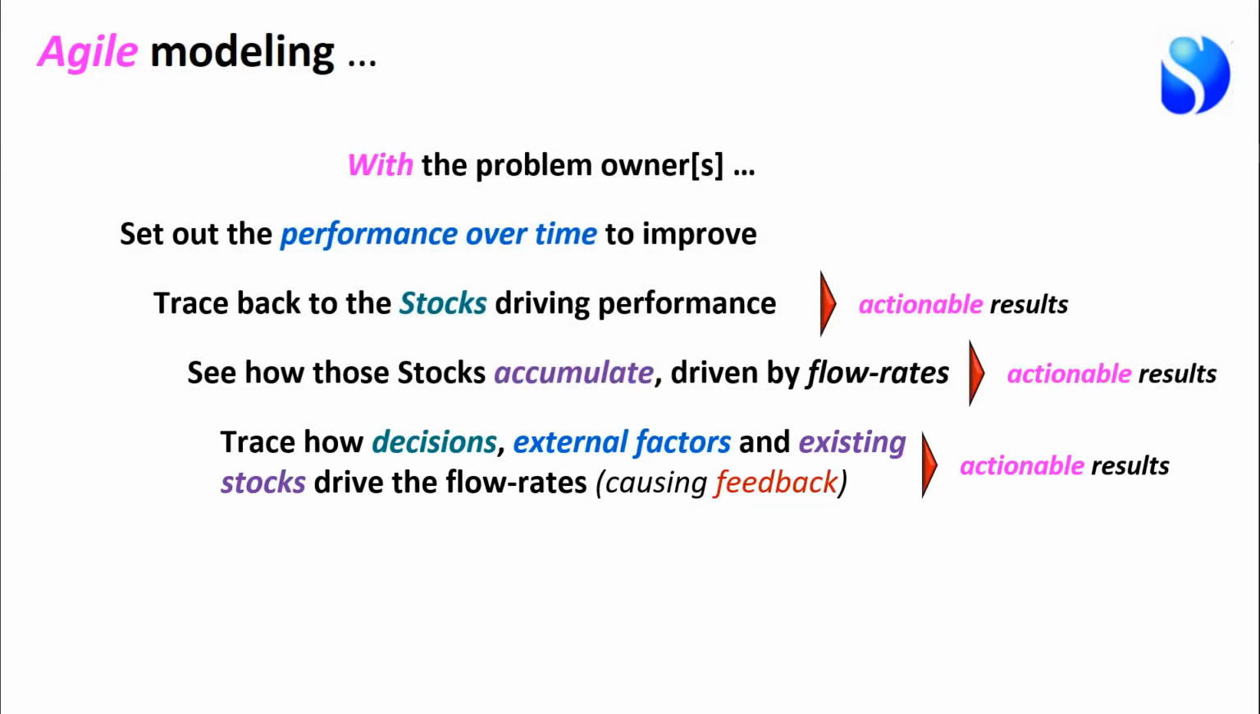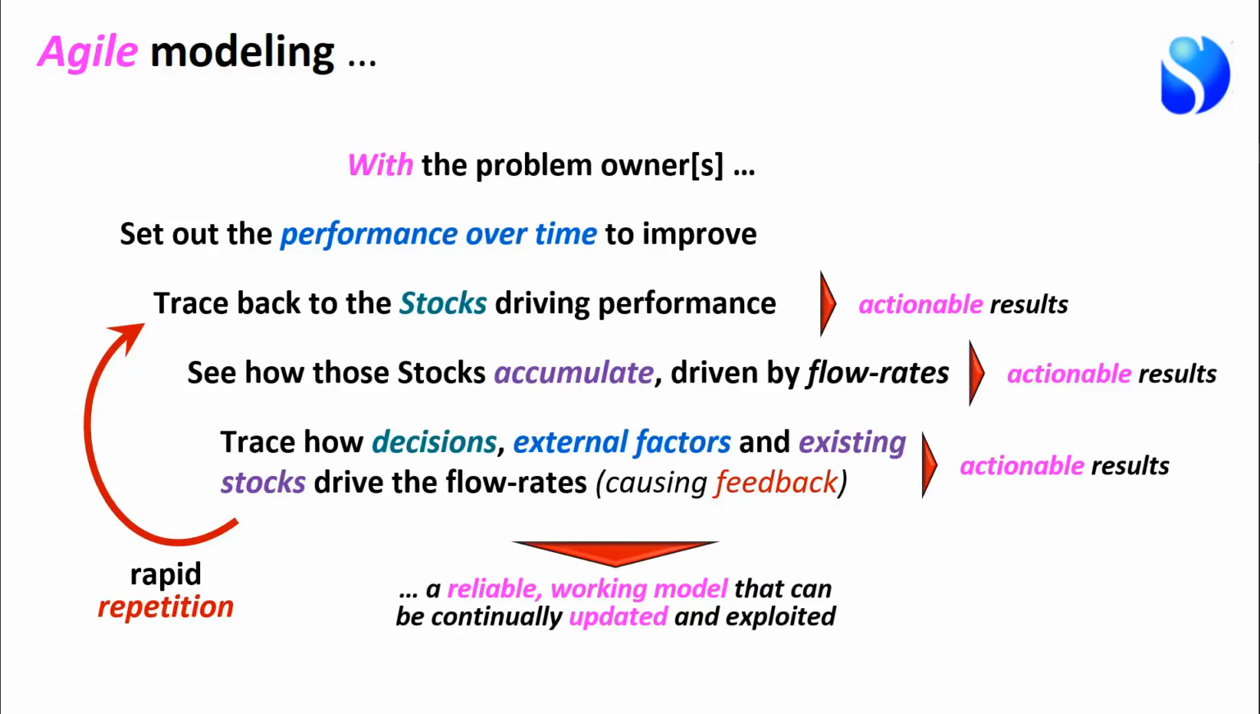Now that gets you to a start point. You get a kind of core basic picture of the working system when you do that, and sometimes you need to go back round it once or twice more to fill out some of the missing mechanisms in the business, but you don't often have to go around it very many times. When you've done all that, what you end up with is a reliable working model that can be continually updated and exploited. This should be a working tool that you keep on using.